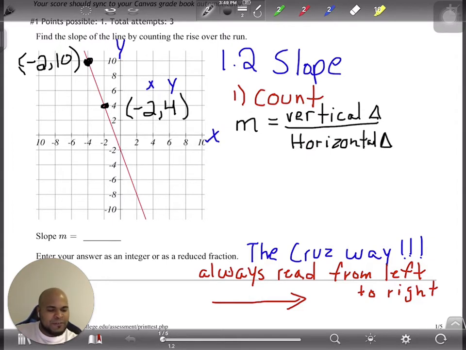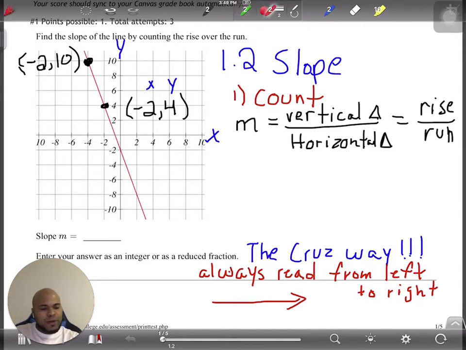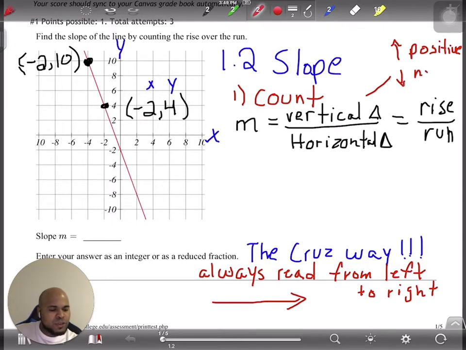Now, you might have heard in the past this being called rise over run. That's the reason why. Because the vertical change, you either go up or you go down. If I go up, that number is going to be positive, meaning if I have to move up in my graph, that number will have to be positive. If I have to move down in my graph, that number is going to be negative.